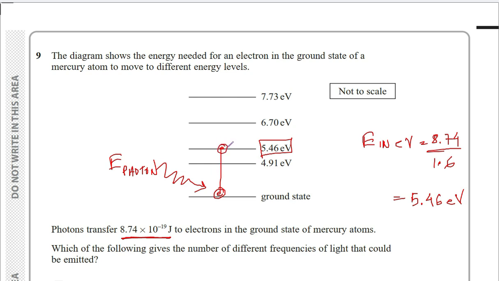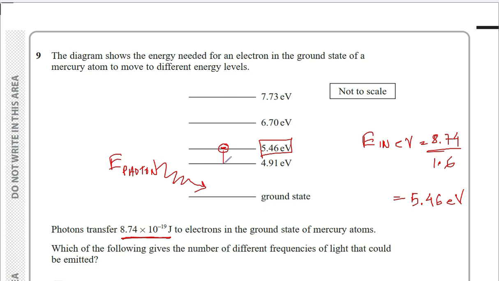So this is not the ionized state, right? This is just a higher energy level. And when an electron jumps up to a higher energy level, it will eventually drop down. And this is what you have to find out from this specific question. What are the ways it can drop down?